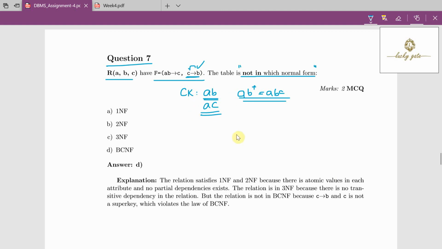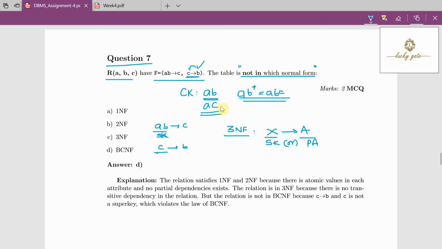And it is satisfying the definition of 3NF. The definition of 3NF: if X to A is a non-trivial dependency, X should be a super key or A is a prime attribute, either or, any one of the conditions. What are the dependencies we have? AB to C, C to B. AB is a super key, means AB is a key, correct? AB is a key. The condition itself is satisfied, no need to check the second.